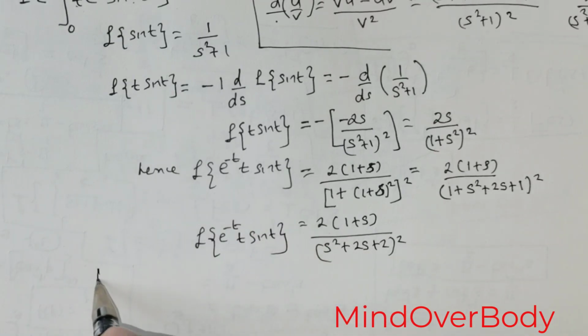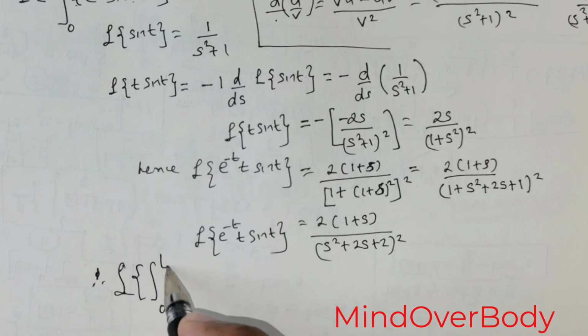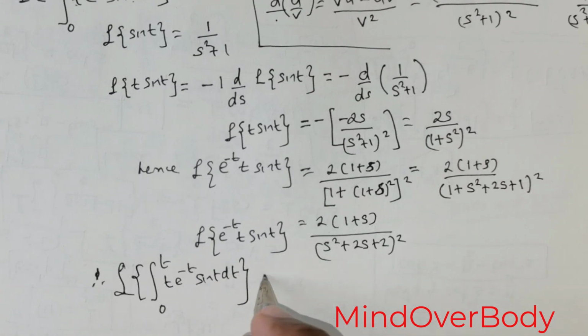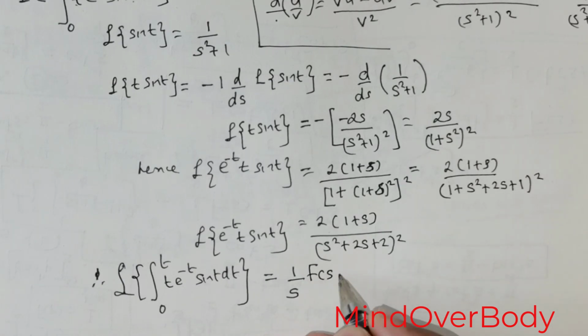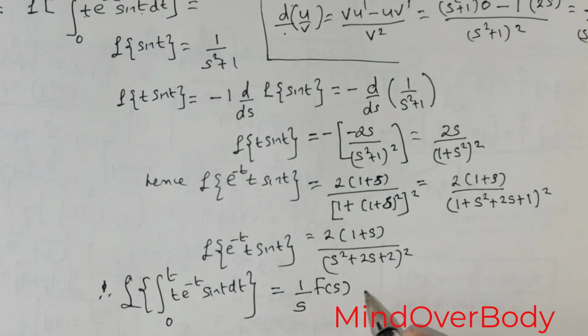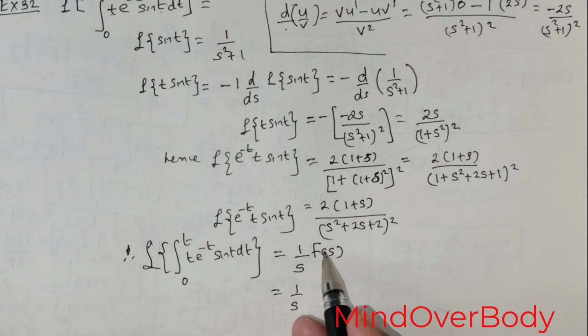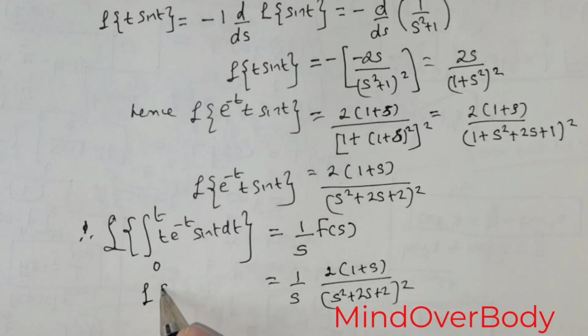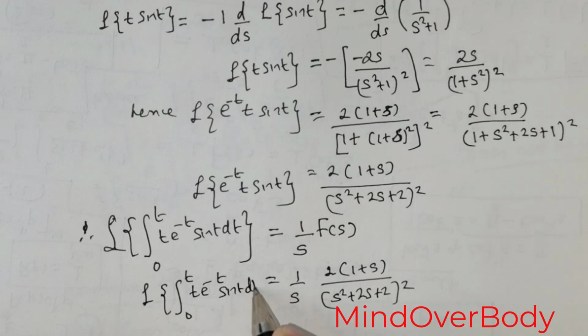So now the question comes, therefore, I need to obtain the Laplace transform of the integral from 0 to t of t times e^(-t) sin t dt. Now by definition, this is equal to 1 over s times F(s), right? So hence, rewriting, this is equal to 1 over s, and my F(s) is going to be this entire quantity, so write that down: 2 times (1 plus s) divided by (s squared plus 2s plus 2) raised to the power of 2. So this is my Laplace transform of the integral from 0 to t of t times e^(-t) sin t dt.